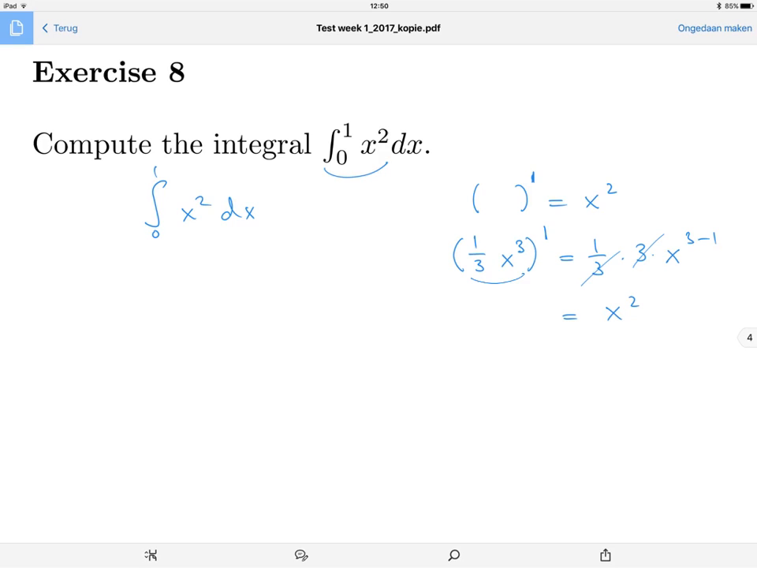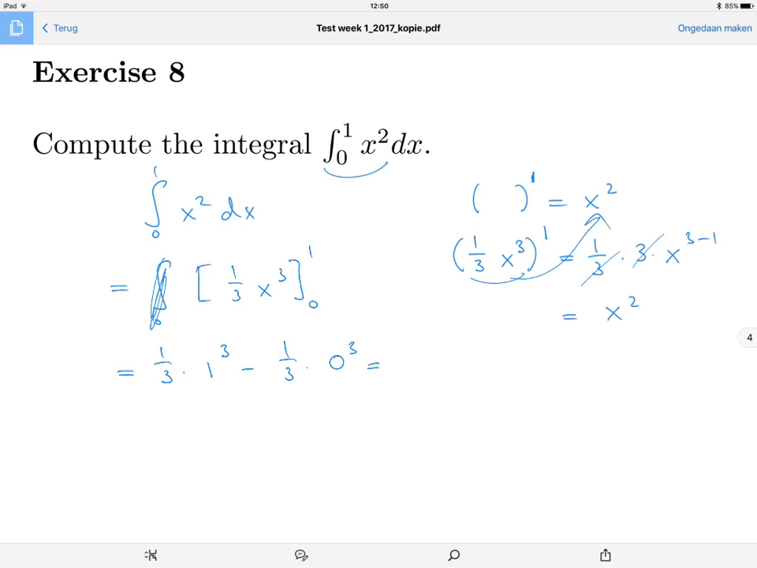So 1/3 times x to the power of 3 is the antiderivative of x squared, such that if you compute this integral further, what we have to do is insert the antiderivative from 0 to 1. And then we just plug in these two boundaries. So I start with plugging in 1. It's 1/3 times 1 to the power of 3 minus 1/3 times 0 to the power of 3.